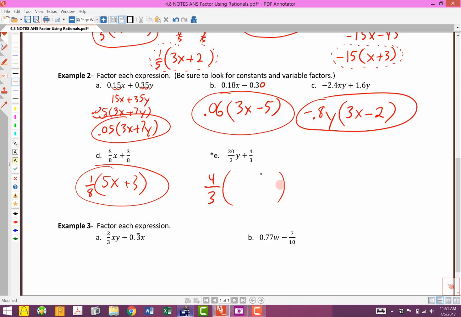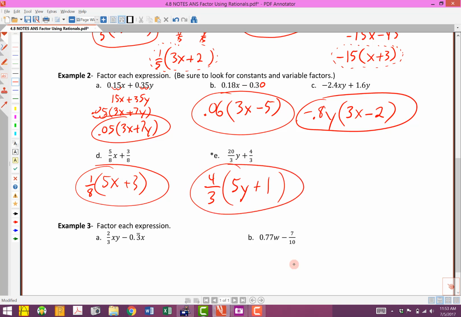So let's stop and think about it this way. We're going to take out the 3rd, so that's out. We're going to take a 4 out of a 20, so that means we're going to be left with a 5. Remember, we're dividing. So this is going to be a 5. We left the y alone. We took the 4 out and we took the 3 out. And remember, if we take everything out, there's always a 1 left in a multiplication problem. So there we go right there.